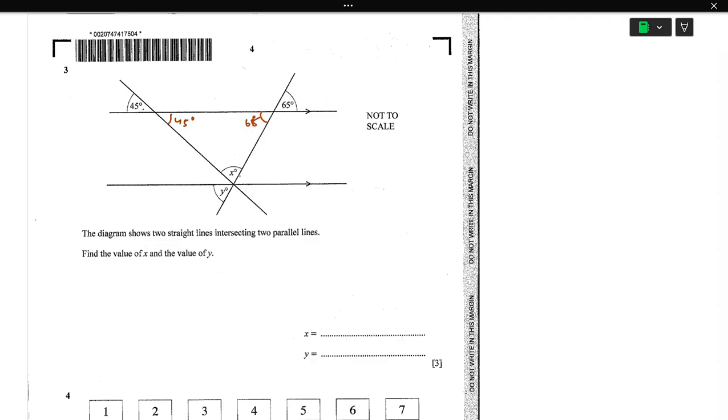So x is going to be 180, because by the angle sum property all three angles add up to 180 degrees. 180 minus (45 plus 65), which is 180 minus 110, which is 70 degrees. So x is 70. Now next, here above is 65, so here also is 65 because of corresponding angles. Y is 65 because of vertically opposite angles. So y equals 65 degrees.